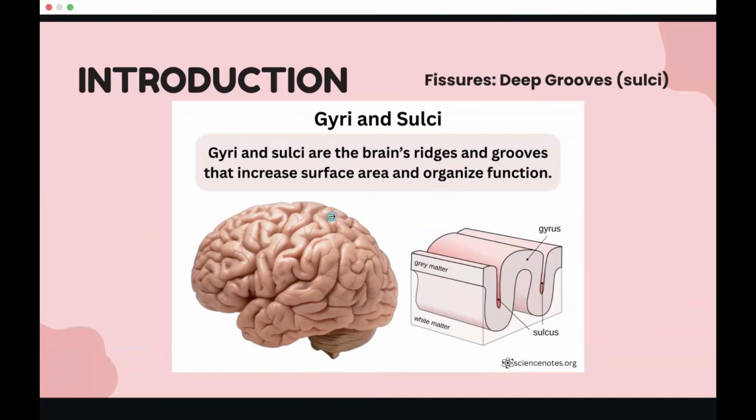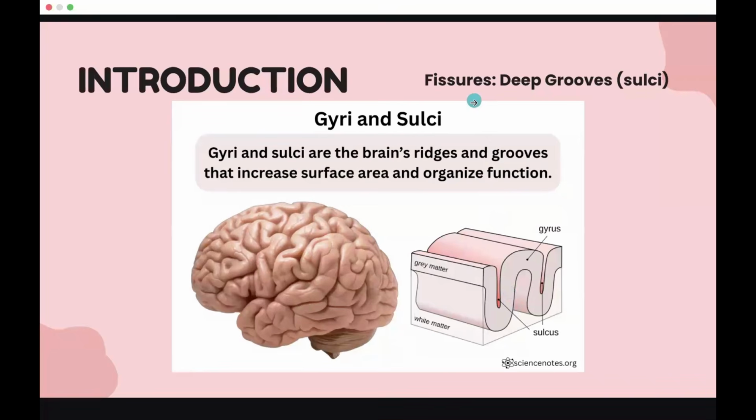In order for the brain to have an increased surface area, because if you were to spread it apart it would take more surface area, there are gyri and sulci. Gyri and sulci are ridges and grooves of the brain. Each groove is called a sulcus, plural sulci, and each ridge is called a gyrus, plural gyri. This is generally just to increase the surface area and to organize the function of the brain.